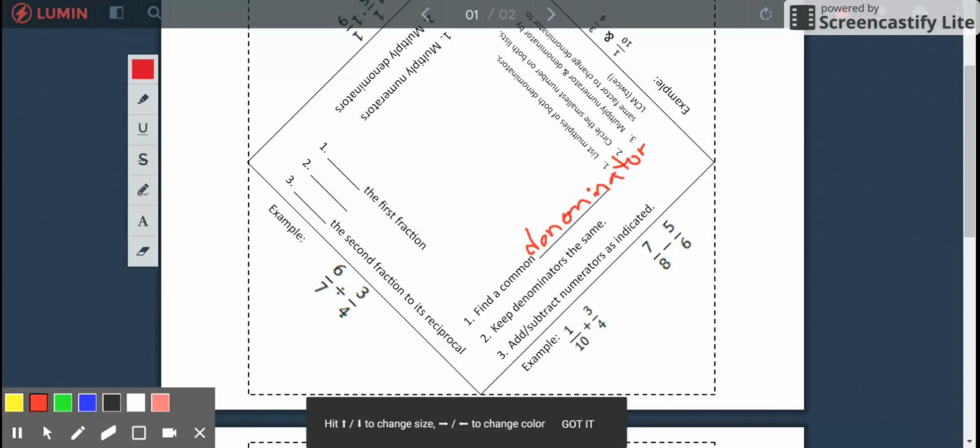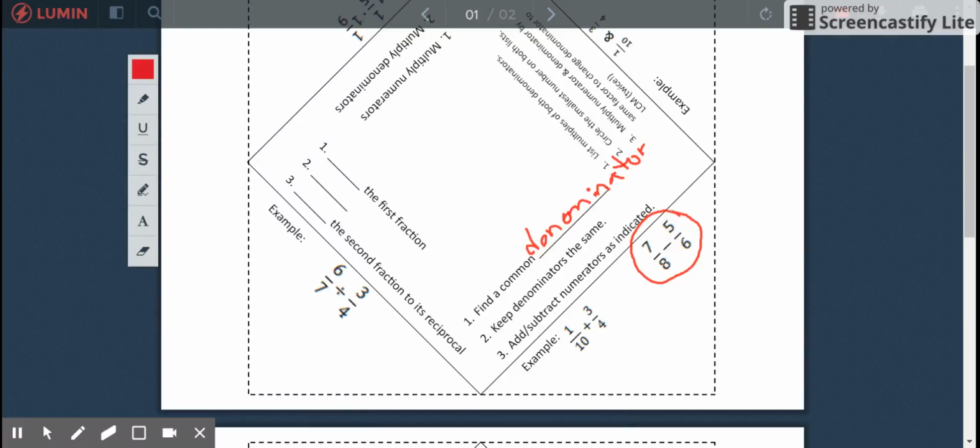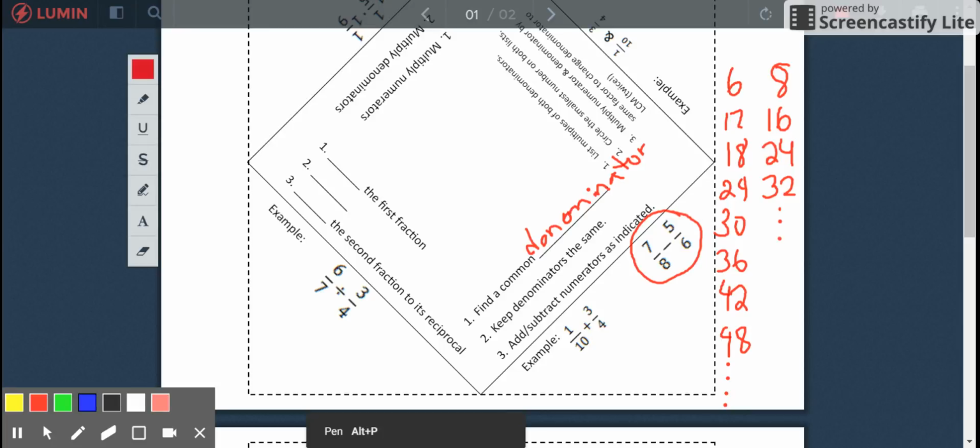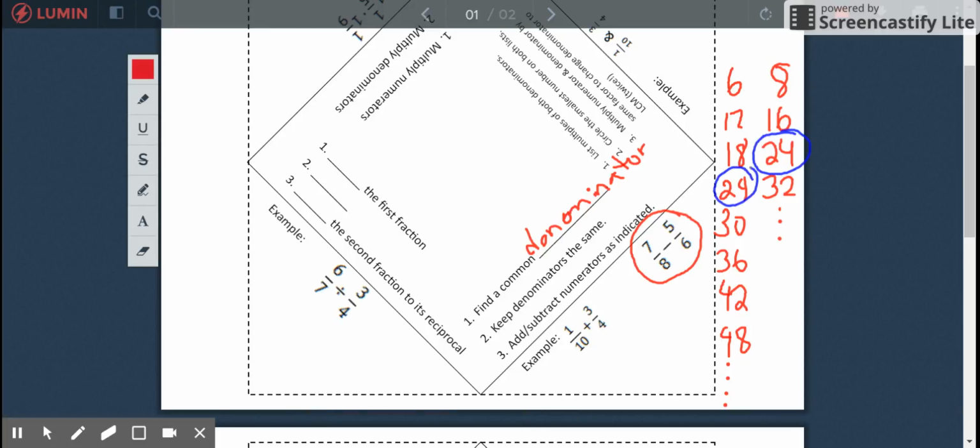So step 1, find a common denominator. Looking at 6 and 8, I know that the multiples of 6 are 6, 12, 18, 24, 30, 36, 42, 48, and so on. Multiples of 8 are 8, 16, 24, 32, and so on. The smallest number that's on both lists is 24, so that's the one we'll use.